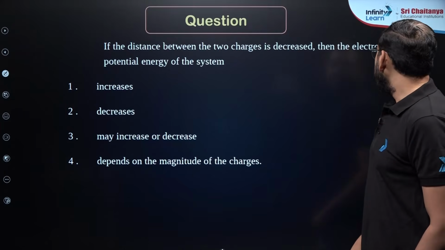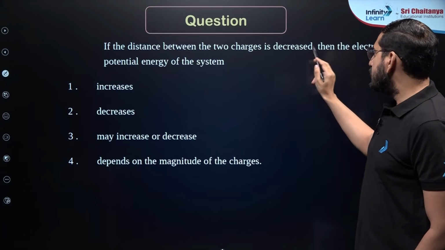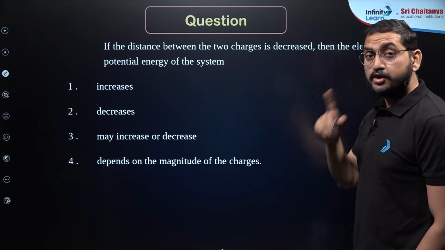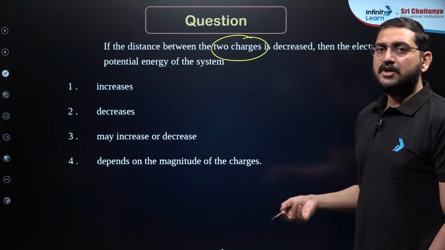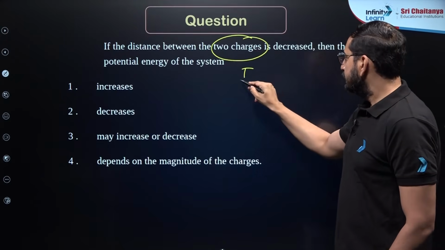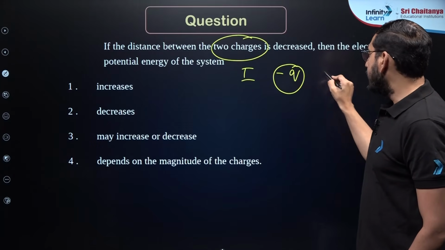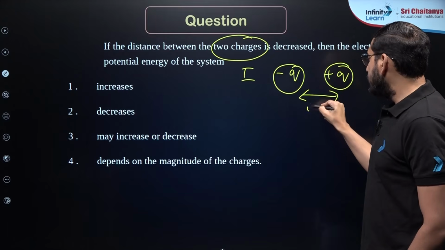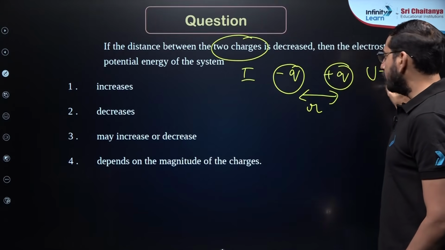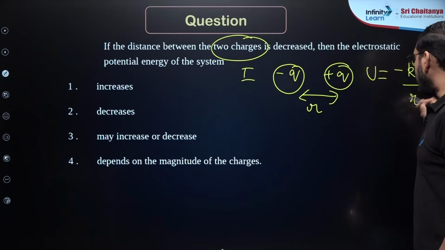So the question is saying that the distance between the two charges is decreased. The question is not telling me whether these two charges are like charges or unlike charges. Case number 1: let us suppose this is minus q and this is plus q. The distance between them is r. What is the formula of U which I am going to use? Minus of k q square divided by r.